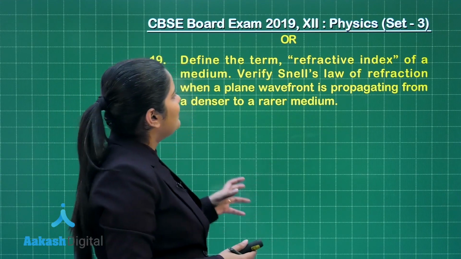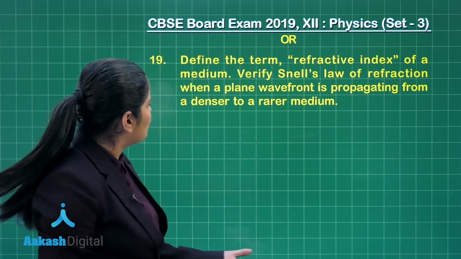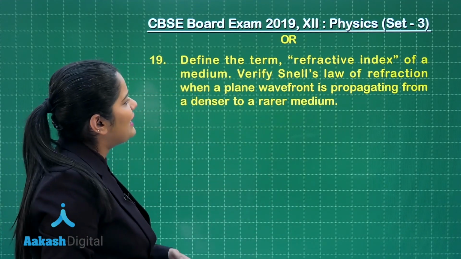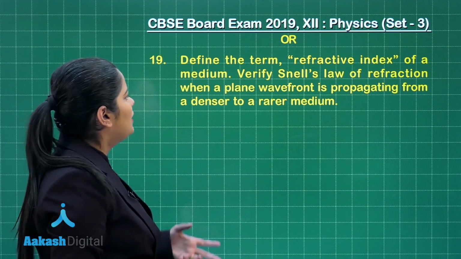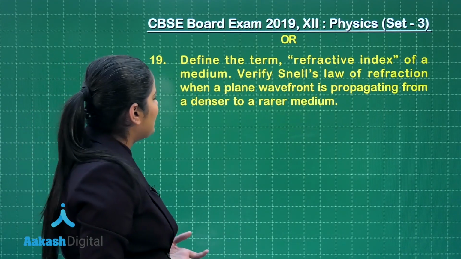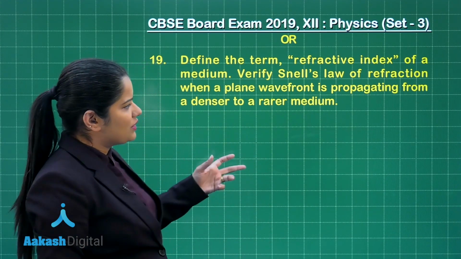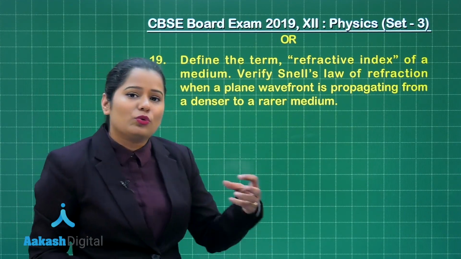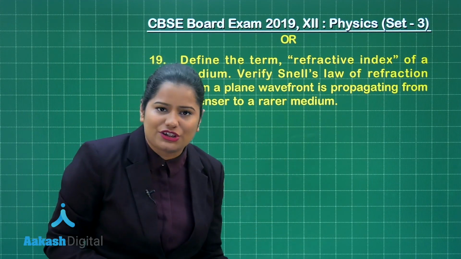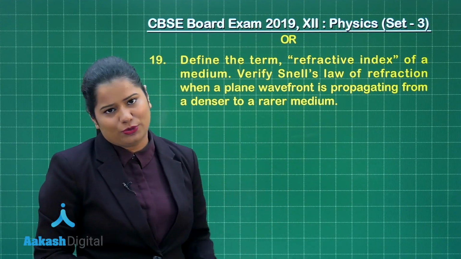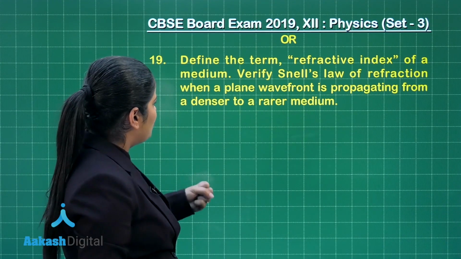This says: define the term refractive index of a medium, and verify Snell's law of refraction when a plane wavefront is propagating from a denser to the rarer medium. So basically this question demands you to prove the law of refraction using the wave theory. So let's have a look at the solution for this question.